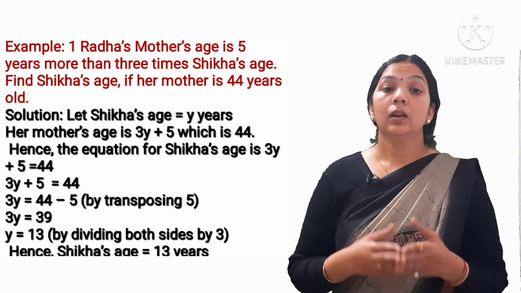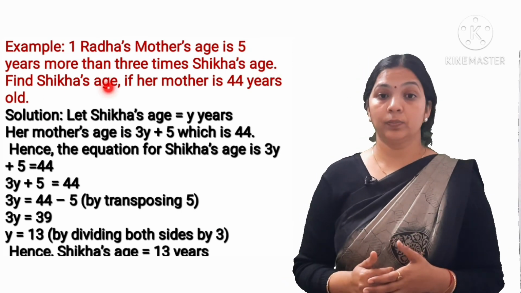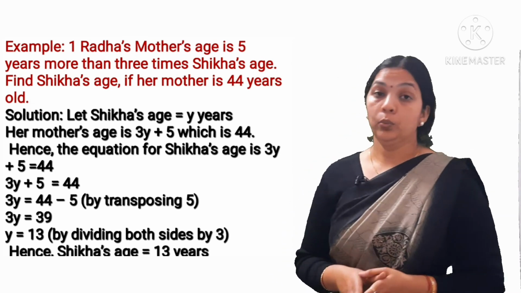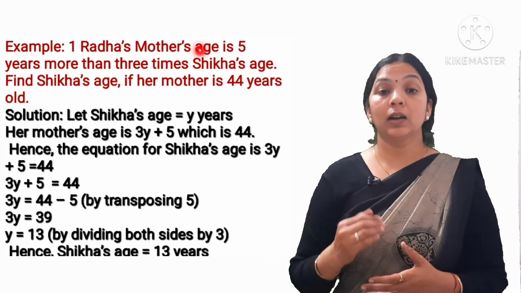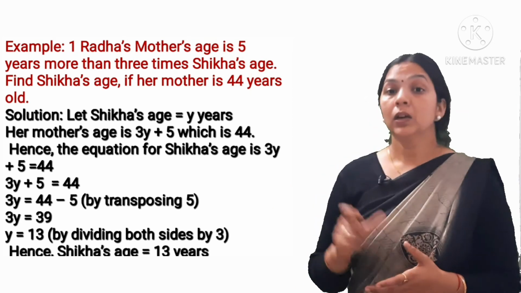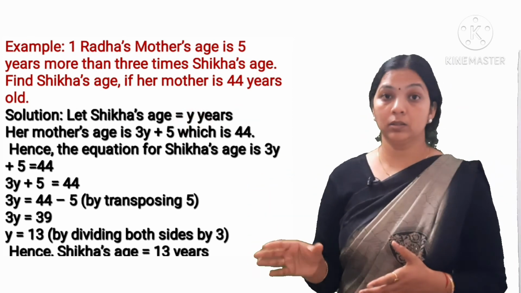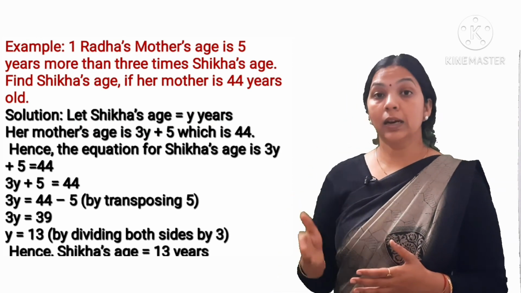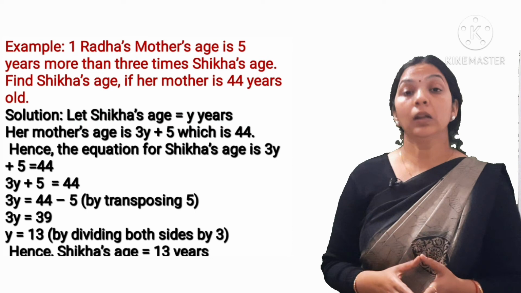For example, Radha's mother's age is 5 years more than 3 times Shikha's age. Find Shikha's age if her mother is 44 years old. Now, this is our day-to-day life question. So, given that Radha's mother's age is 5 years more than 3 times Shikha's age. Now we can form the equation for that.